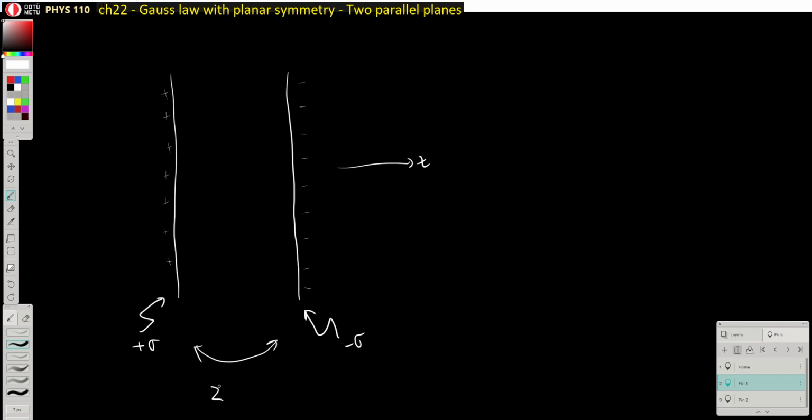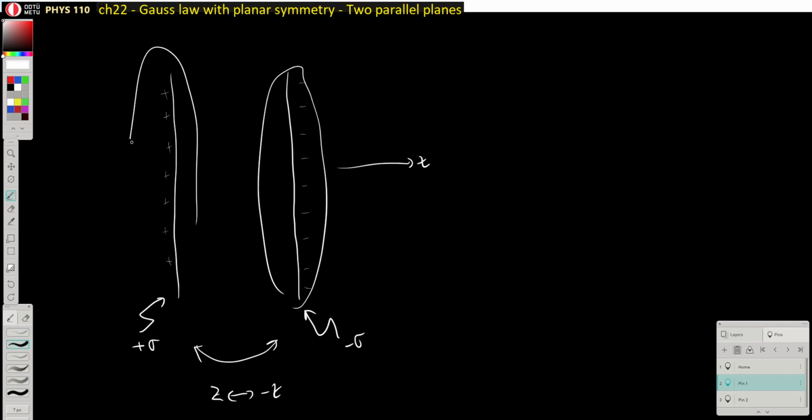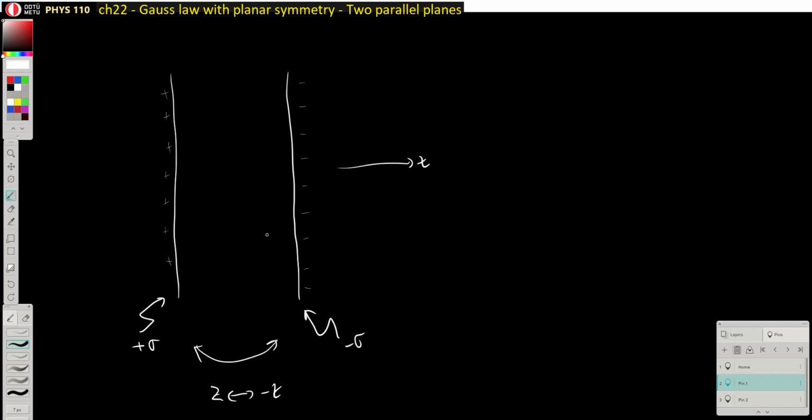If I change z with minus z, in that case, this negative charge will basically be moved in here. So the signs of the charges are going to change under this reflection. And because of that, this doesn't have reflection symmetry, which means that if we don't have the reflection symmetry, we cannot use the Gauss law directly.